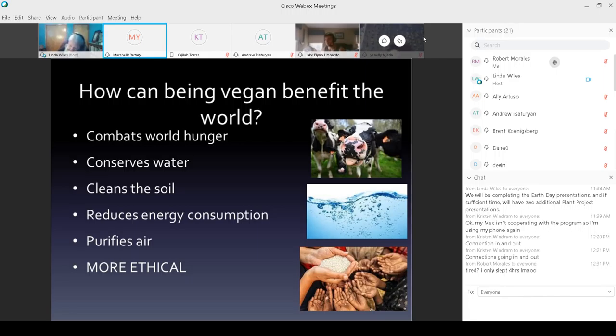In theory, being vegan would do all these things like clean the soil and everything, but that would include everyone in the world doing it. So it's not realistic, but if a large portion of the population decided to do it, it would make a drastic difference. You would see changes within a week. It would clean the soil.